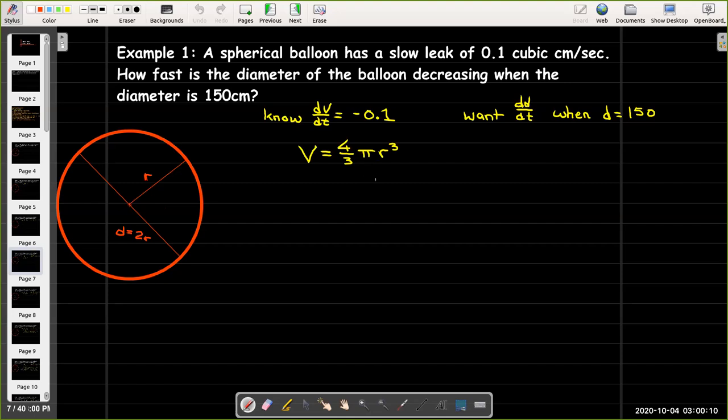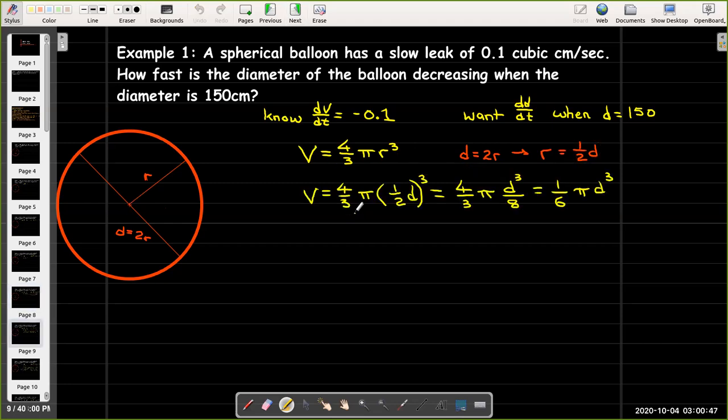The usual formula we know for the volume of a sphere is volume equals 4/3 pi r cubed. But we want to have a formula with the diameter. So we need to do a little bit of algebra. The diameter is twice the radius, or the radius is half the diameter. So I should be able to simply replace r with this half d in my formula and get a formula which ties V with D. And after doing some simplification, I find that volume is 1/6 pi times diameter cubed.